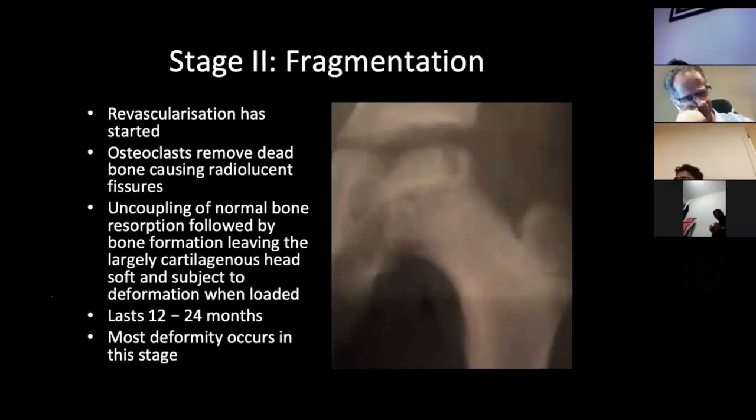When you get to stage 2, right, you're starting to get revascularization. So you're getting this uncoupling of bone formation and bone resorption, just almost like Paget's. Okay? But you get these fissures in the bone because the bone is resorbing, but because it's uncoupled, you're not quite getting the resorption straight away. And this is the area where you're going to get a lot of deformity. You see something like this, which is resorption, right?